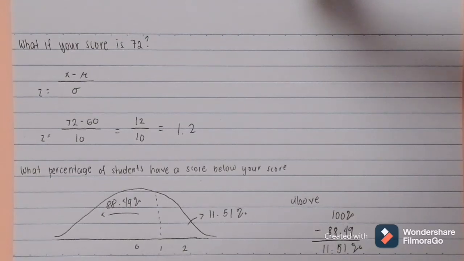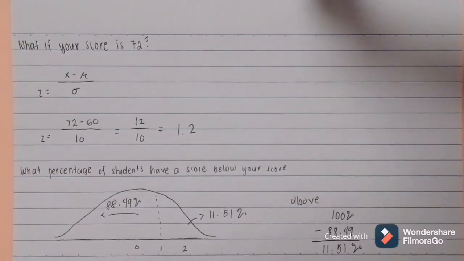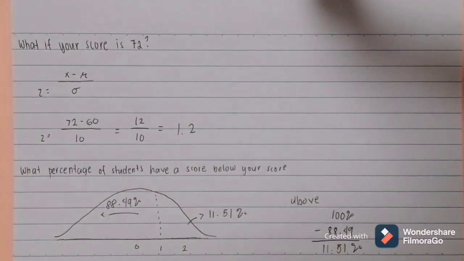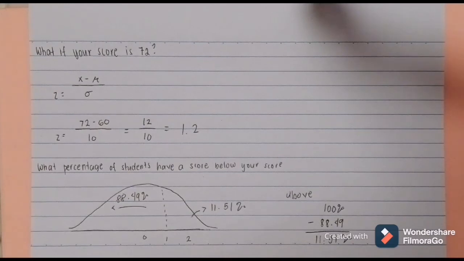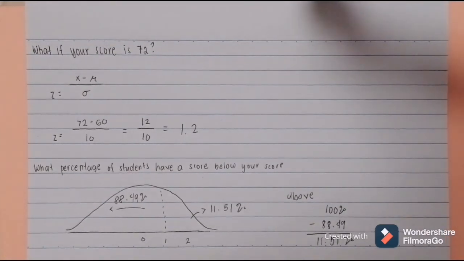So, next naman is what percentage of students have a score below your score? So, yung score natin is 72 and nahanap na natin yung z-score niya which is the 1.2 and pag na-convert natin to doon sa z-table, ang kinalalabasan niya is 88.49%. So, gagawin lang natin is 100% minus 88.49. So, yung lumabas is 11.51 or 11.51%.